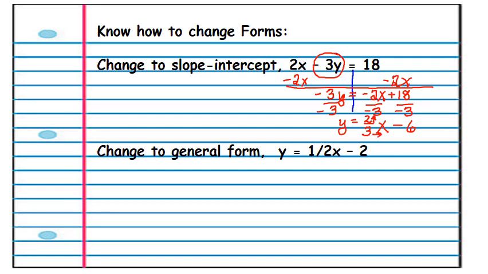Changing to general form means that we're going to set everything to 0. So basically these guys have to move to the other side. When moving to the other side, we do what? We change the sign. So my y is going to stay here. We have a negative 1/2 x. We're going to have a positive 2.